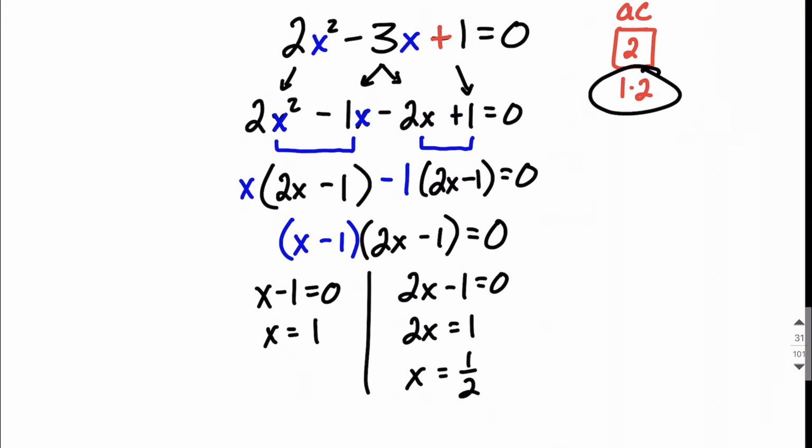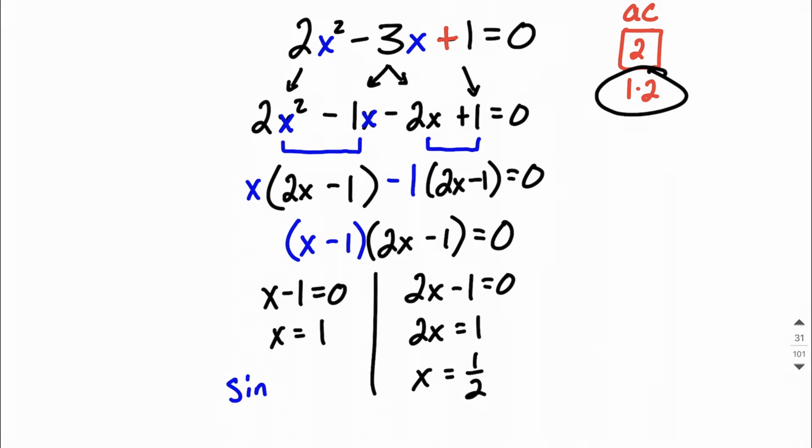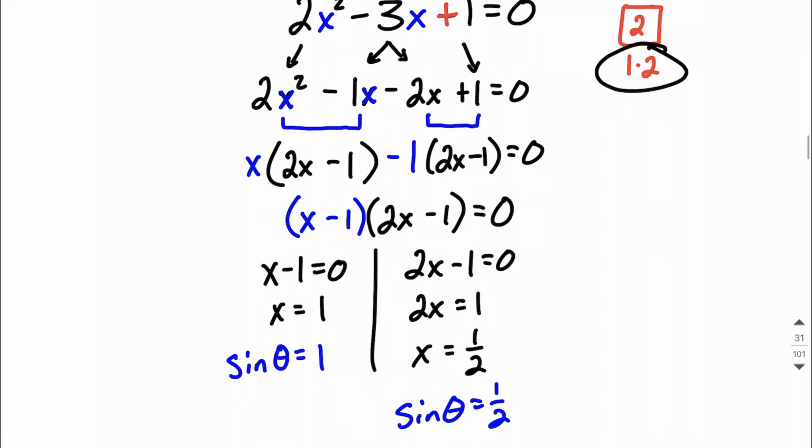So down here, instead of x equals 1, really we're going to use sine of theta equals 1. And where x equals 1/2, it's going to be sine of theta equals 1/2. All right, well, almost solved. Not quite, but we're almost there. Next thing I'm going to do is just deal with these one at a time.